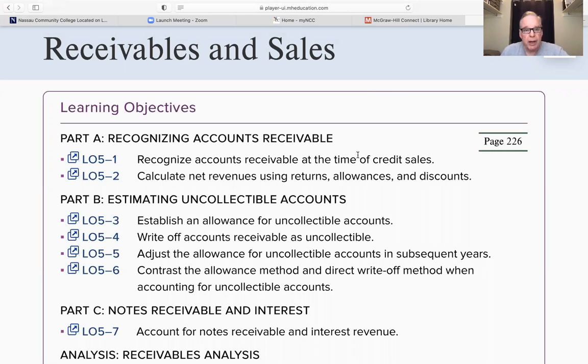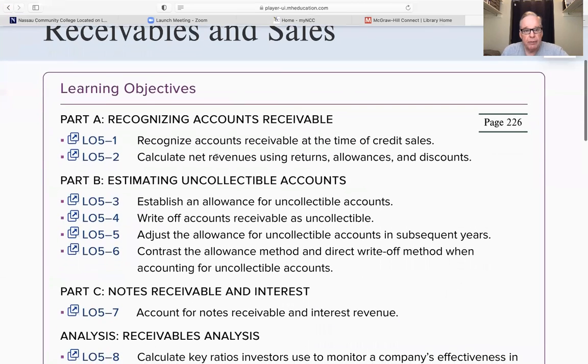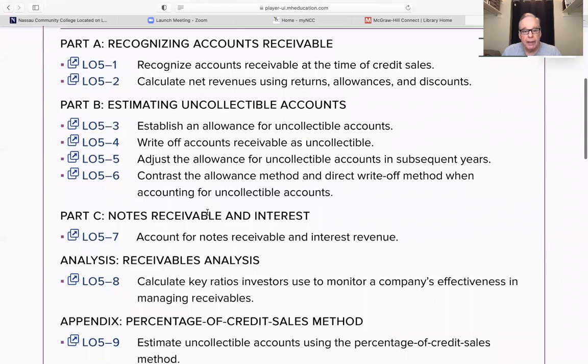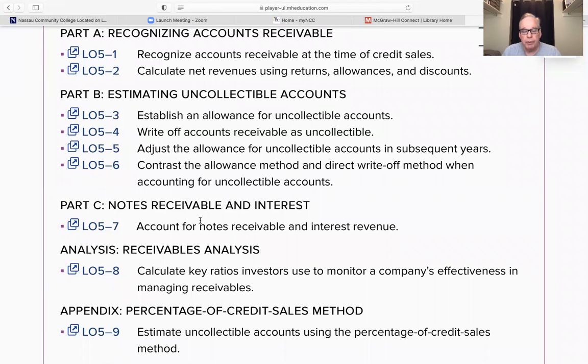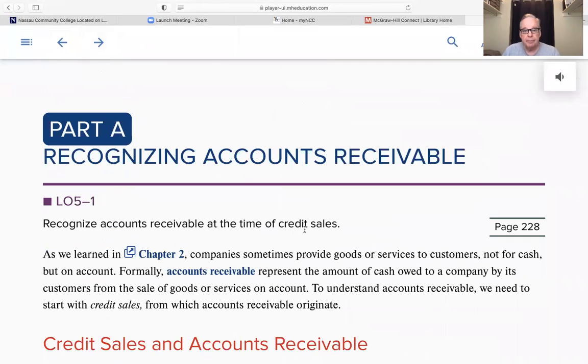We're going to talk about chapter 5 today, receivables and sales. And these are some of the topics we're going to cover. If you see right in the textbook, part A, recognizing accounts receivable, we're going to cover these. Part B, estimating uncollectible accounts, we're going to cover these. And notes receivable, we're going to cover this one topic. So let's dive right in.